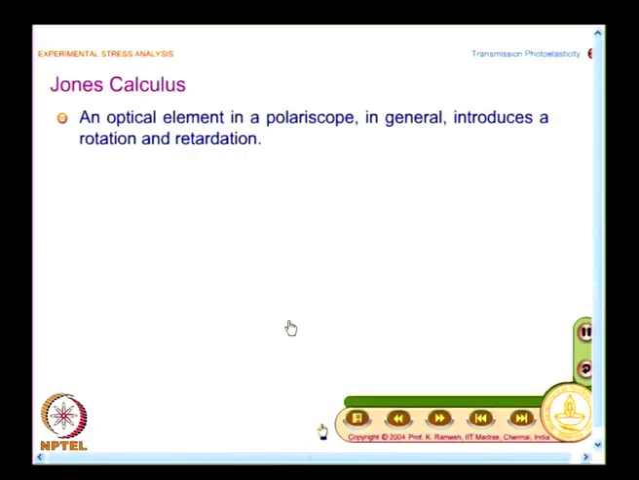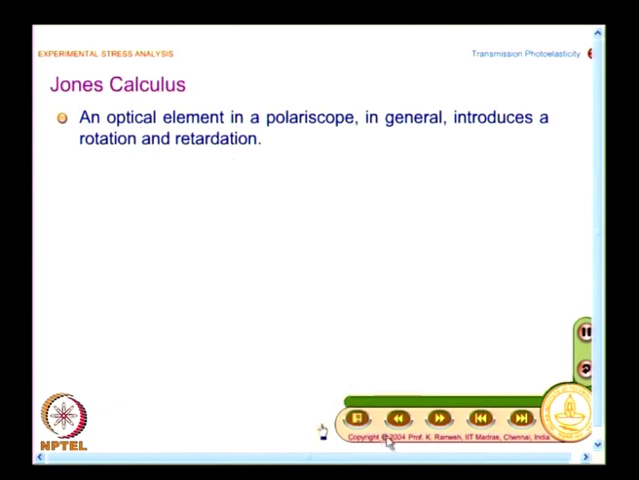And what is Jones calculus? We will have to understand first of all that an optical element in a polariscope in general introduces a rotation and a retardation.